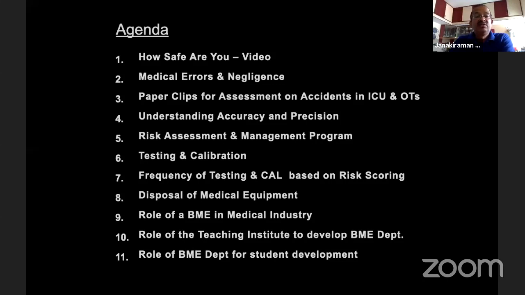Then we are going to see disposal of medical equipment: what is the life of a medical equipment, and how it should be disposed of once the life is utilized. The role of a biomedical engineer in the medical industry. How teaching institutes can develop the medical equipment department. Student development. So these are all the agenda for today.